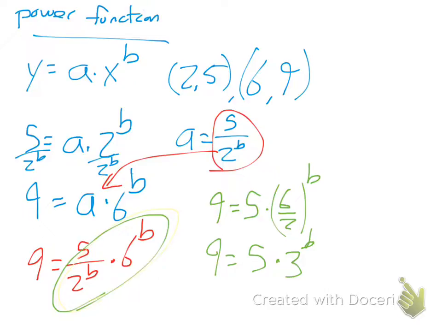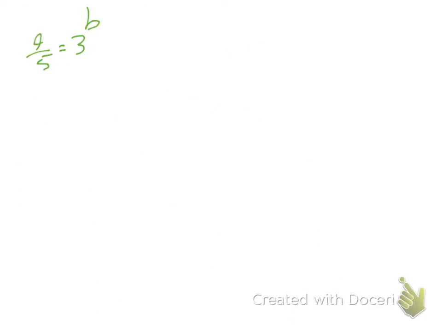And yesterday, or the day before, we solved equations like this. You divide both sides by 5. And we end up with 9/5 equals 3 to the b. What do I do from here? How do I get b to the bottom? Hit it with a log. Log base what? Log base 3, right? Because these will cancel each other, which leaves us with b equals log base 3 of 9/5.